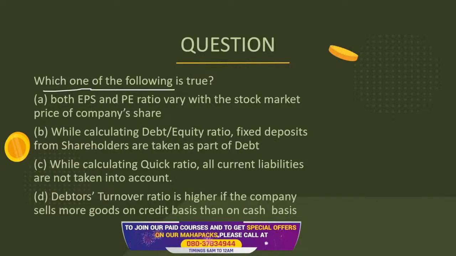It says both EPS and price earnings ratio vary with the stock market. While calculating debt equity ratio, fixed deposits from shareholders are taken as a part of debt. While calculating quick ratio, all current liabilities are not taken into account. Debtor turnover ratio is higher if the company sells more goods on credit basis than on cash basis. What would be the answer?